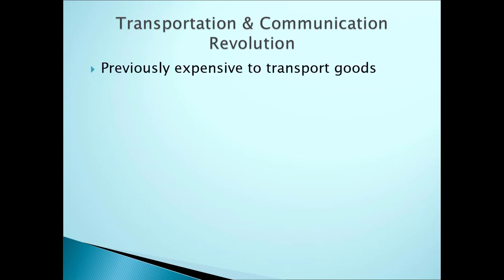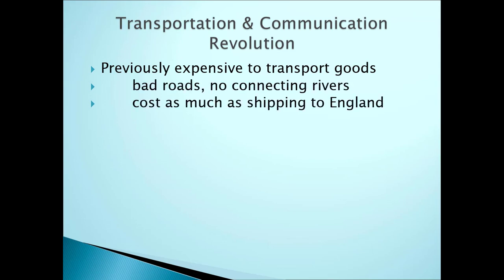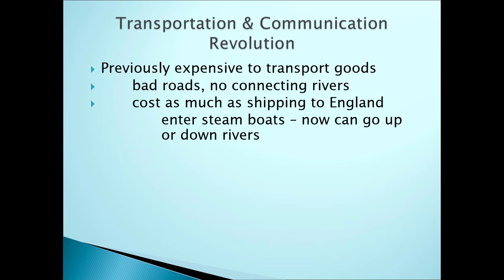Previously, it was expensive to transport goods, and the only way you could do it was put it on a boat and send it downriver. You had bad roads and no connecting rivers. And it cost as much to ship internally in the country as it did to ship something to England. So enter steamboats. Thank heavens, finally, we can go upriver and downriver. They start digging canals. Roads are beginning to improve.